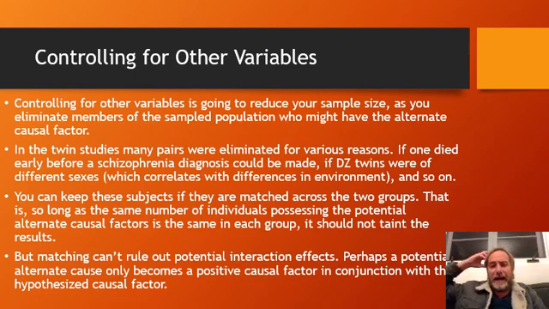One issue with that matching is that there might be interaction effects. So maybe being from France on its own isn't a causal factor, and it only becomes a causal factor when it interacts with your being a monozygotic twin or something. And then matching's not going to help, because even though you've got the same potential alternative causal factor in each group, that factor might only become activated when it interacts with the other factor.